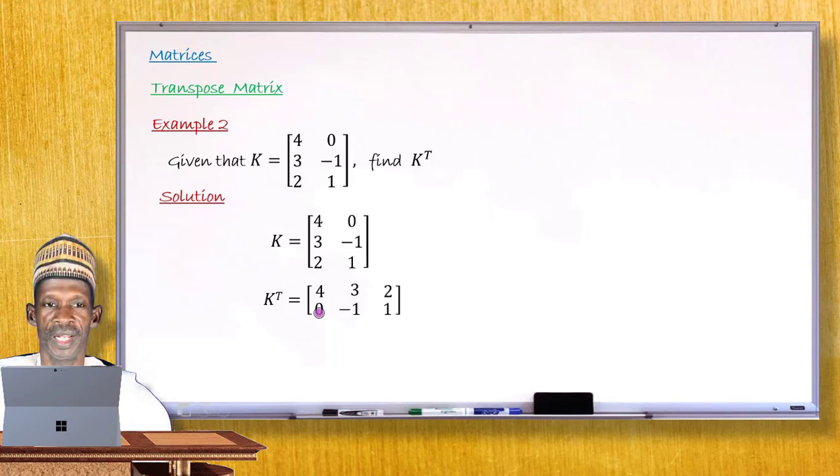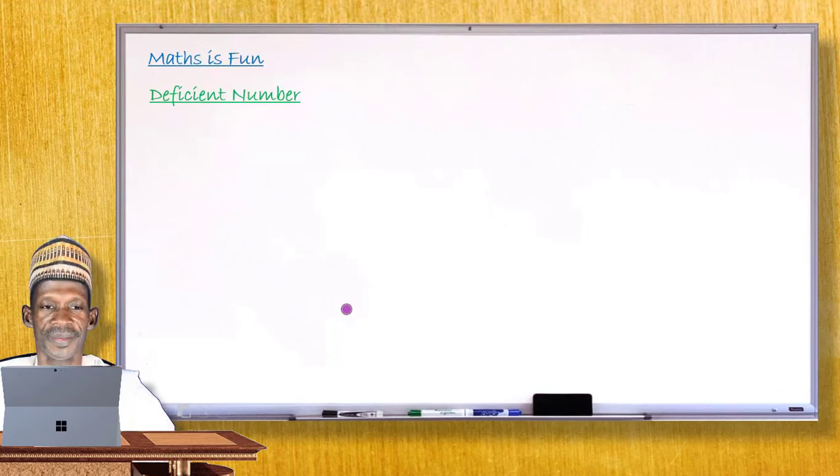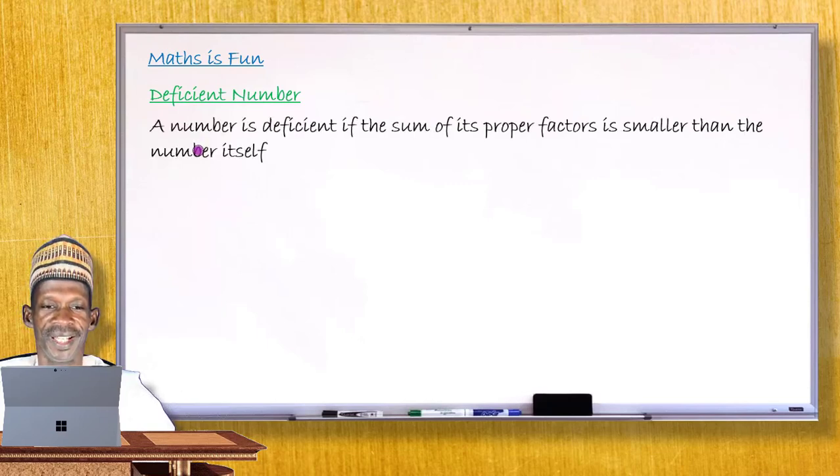Let me just move to the last segment. It's fun, and I explain what deficient numbers are. So let me explain what a deficient number is. A number is deficient if the sum of its proper factors is smaller than the number itself.